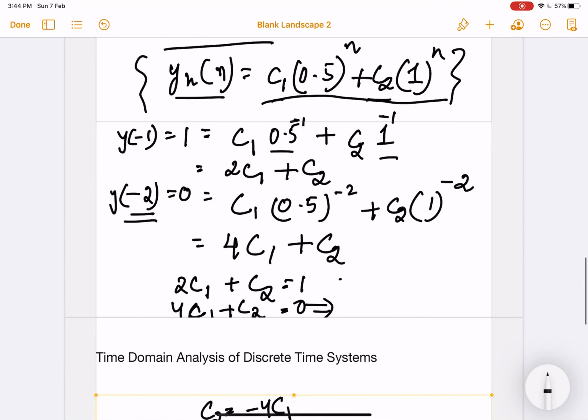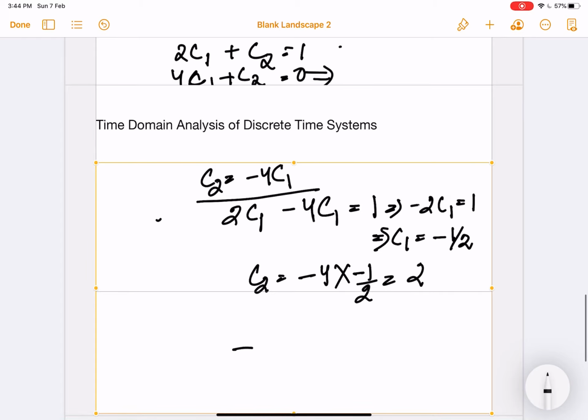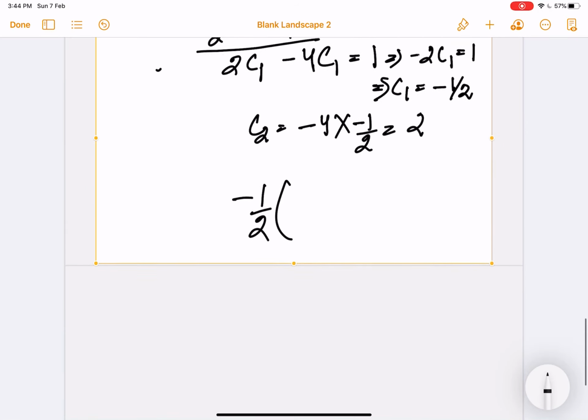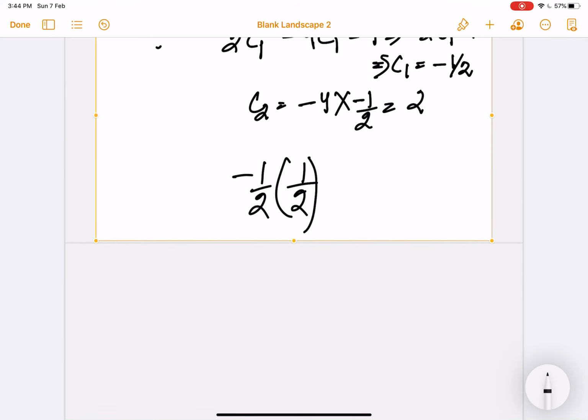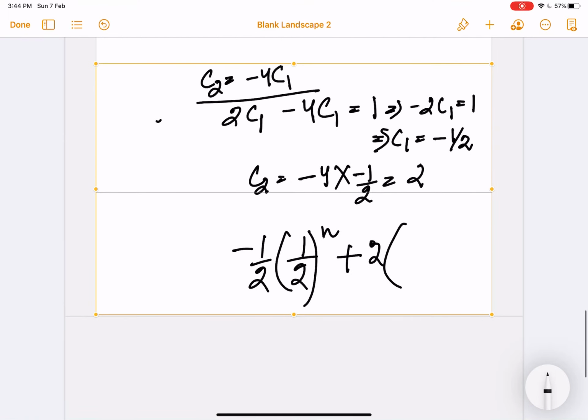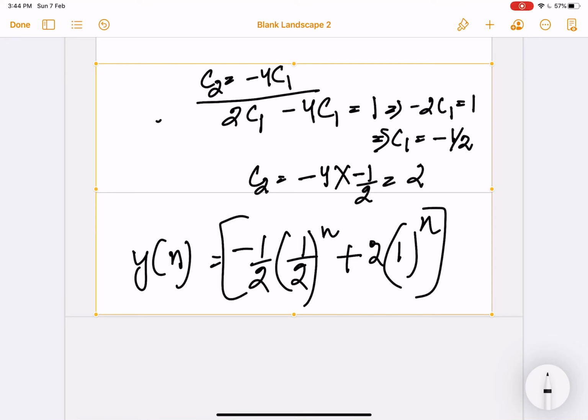Putting these in, it is basically minus half into half to the power n plus 2 into 1 to the power n. This is our final solution. We multiply the step response with it, because we are considering n greater than or equal to 0. So this is our final response.